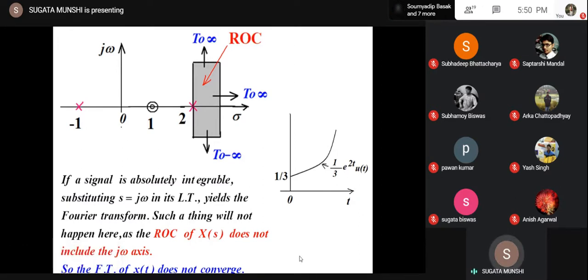Just see that there is a pair of zeros located at the same position, at s equal to 1.